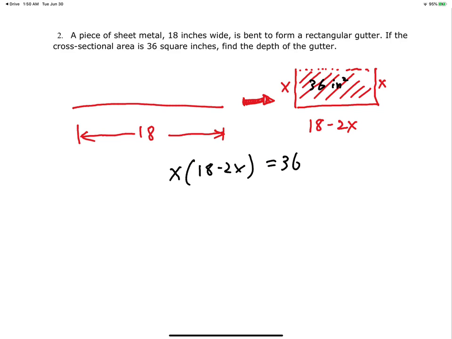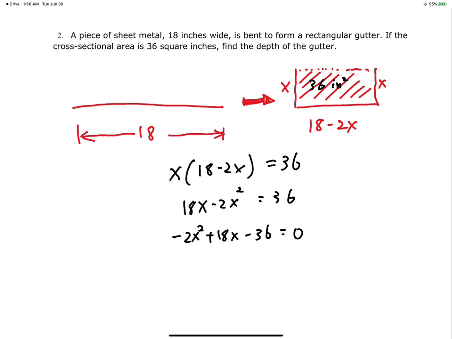Okay. All right. So once we got our formula set up, let's go ahead and distribute. This is going to be 18x minus 2x squared equal 36. I'm going to rearrange things a little bit, set it equal to 0. So negative 2x squared plus 18x minus 36 equals 0.